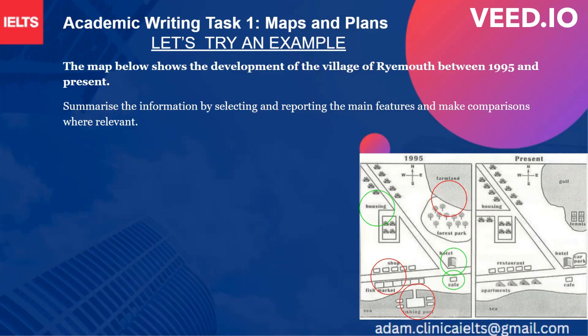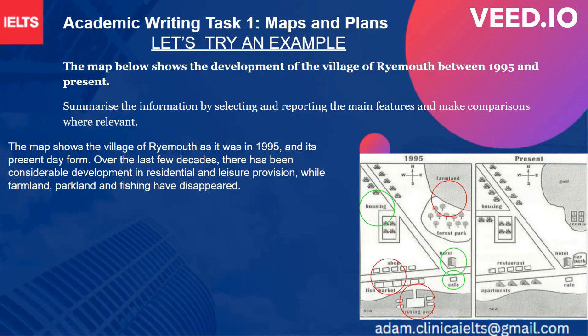Having identified the big differences and then things that don't change so much or don't change at all, that's going to be the basis, my structure for my main paragraphs. So introduction, first of all: the map shows the village of Rymouth as it was in 1995 and its present day form. Short and sweet introduction, very brief. Overview: over the last few decades, there has been considerable development in residential and leisure provision, while farmland, parkland, and fishing have disappeared. So I haven't gone into the details about exactly what's replaced what or where things are.